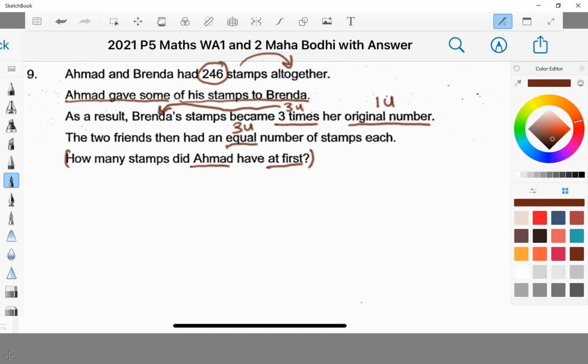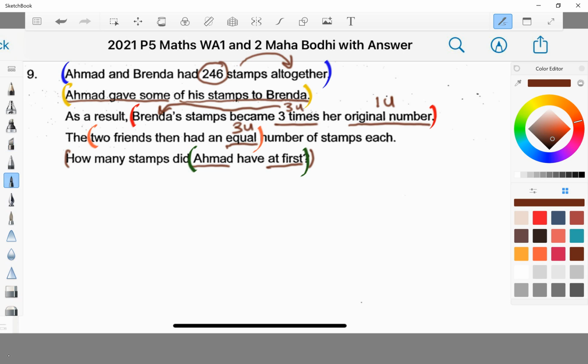Having done the basic annotation, I will get right down to the highlighted portion and I will follow my BYROG. B for blue, Y for yellow: Ahmad gives some of his stems to Brenda. R for red: Brenda's stems became 3 times her original. O for orange: the 2 friends then became equal. And G for green: Ahmad at first.